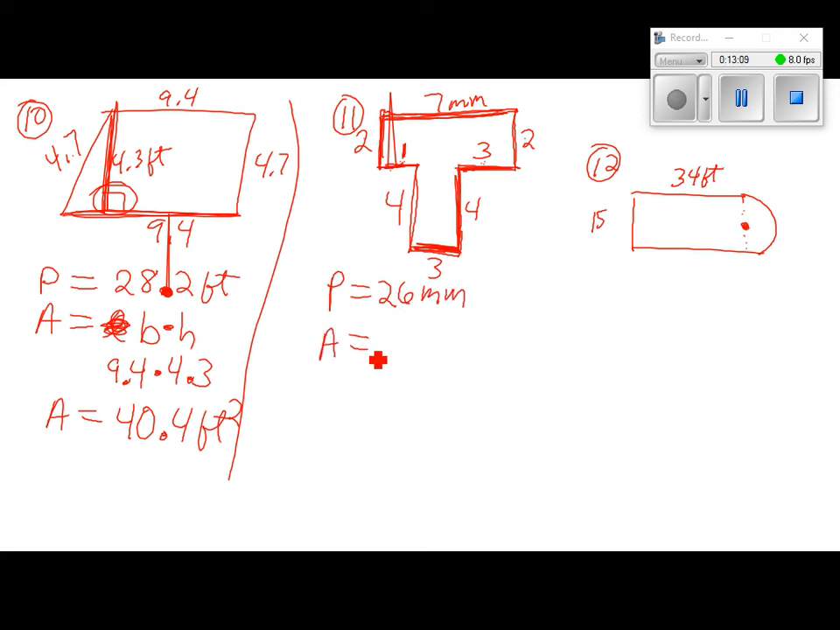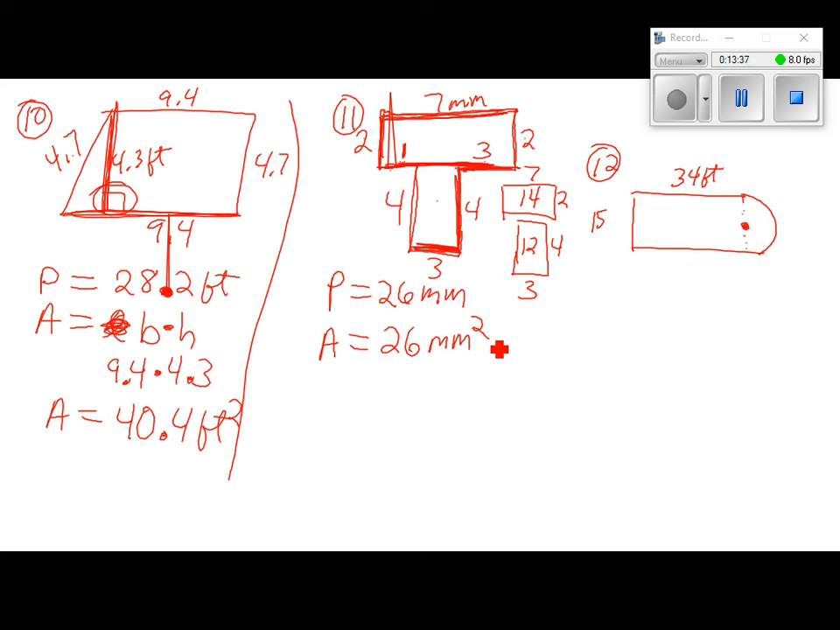Our area, we don't have a formula for area of a shape like this, but if we split it up into 2 rectangles, we have that top rectangle, it looks like that. It's 7 units long, 2 units wide. The area is going to be 14. Then we have the rectangle that goes up and down, this one right here, and it's 3 wide and 4 tall, so that's going to be 12. And our area ends up being 26 millimeters squared.